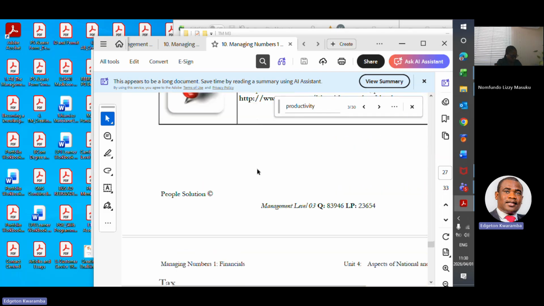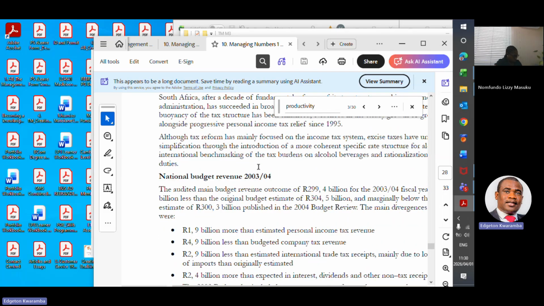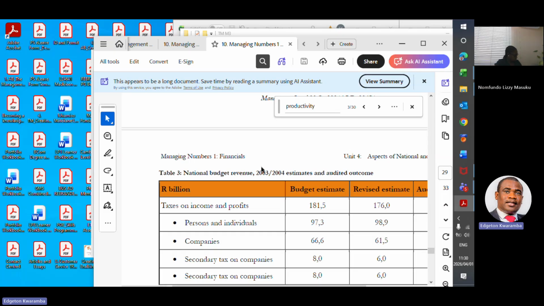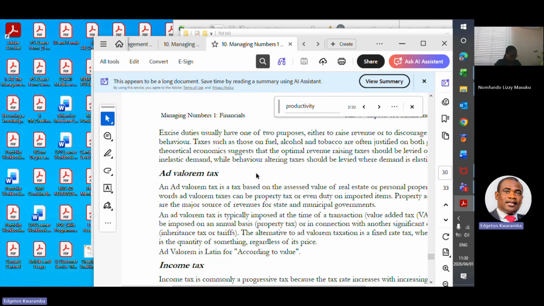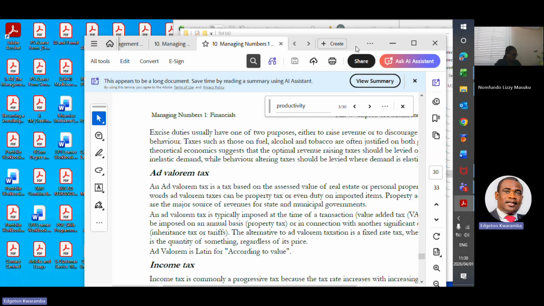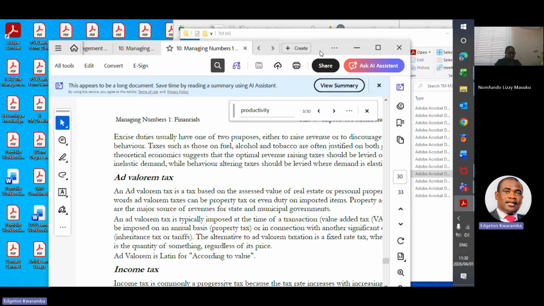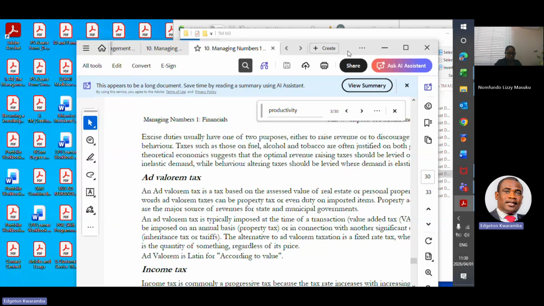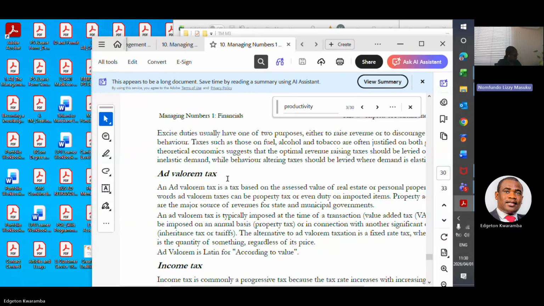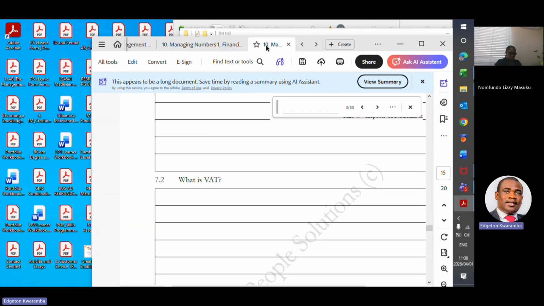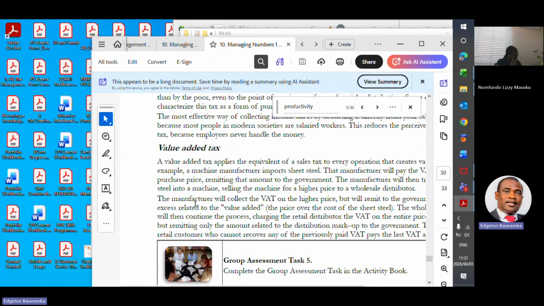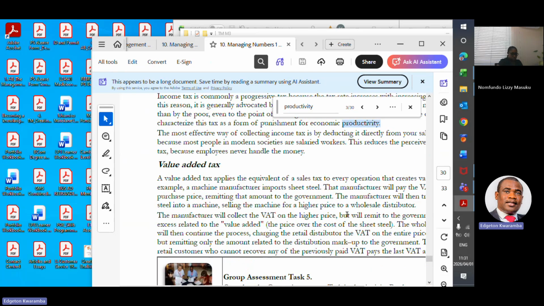Everything else is there. Let's go down to taxation. There we go. Let's see where they talk of ad valorem. Tax excise, there it is. So you may not write everything that is there. You may just read and summarize what they say on page 30. And then VAT, value added tax, there it is. You can just summarize in 2 or 3 sentences.